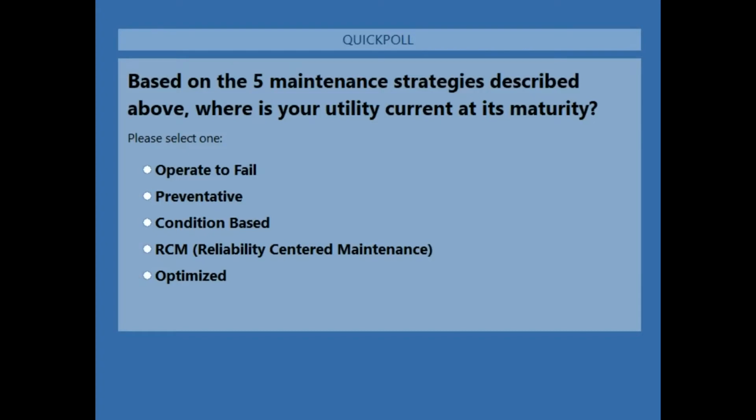So we have another quick poll, and based upon those 5 maintenance strategies that I just described, which of these best describes your utility and where it's at within its maturity? So are you still at operate to fail? Is that where the majority of your maintenance programming is done, where you don't really have any scheduled? It's effectively maintain and report on exceptions.